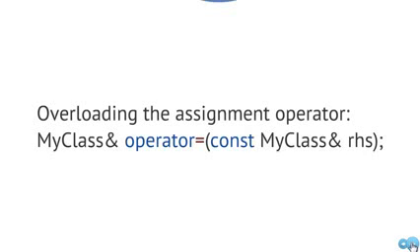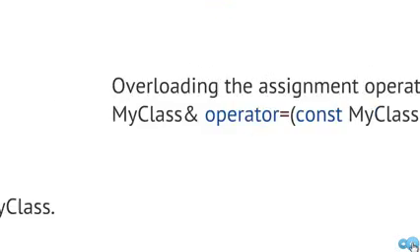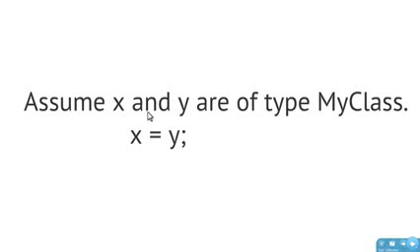So maybe this will make a little bit more sense if we look at an example. So here, assume that we have two myClass objects, x and y. So we have x and y here, y on the right hand side and x on the left hand side.